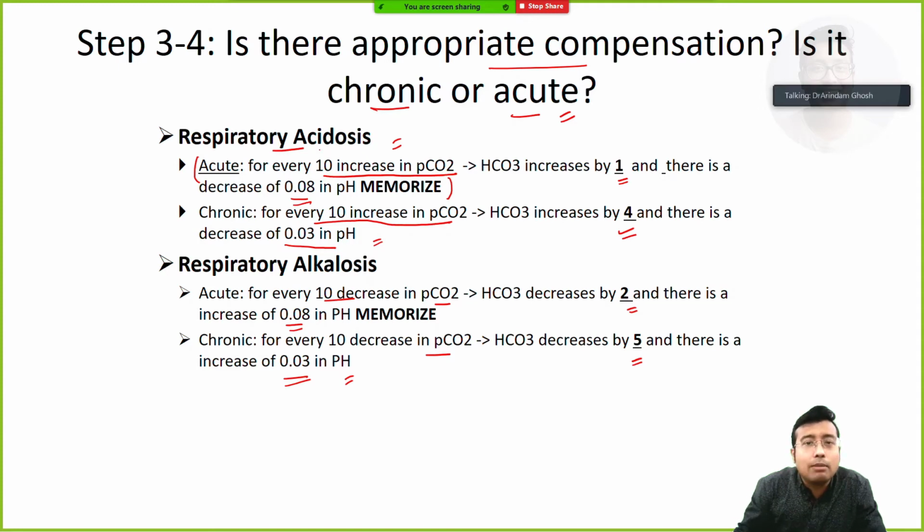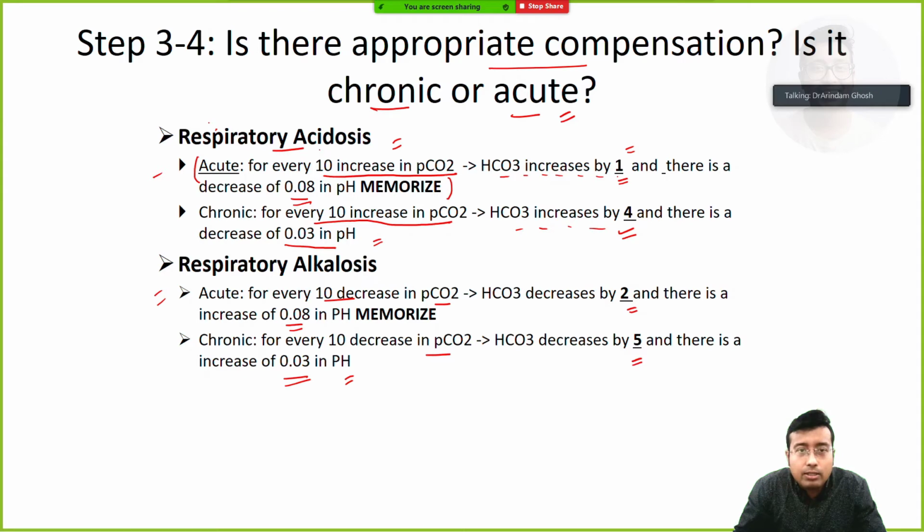Even if you don't remember how much bicarbonate is increasing or decreasing, because it is actually 1, 4, 2, 5, you need to remember the disease sequence. Okay, if you remember 1425, first we discussed respiratory acidosis, after that alkalosis, and acute comes first, chronic after that. So 1 means respiratory acidosis acute, 4 is respiratory acidosis chronic, likewise. But there is an easy way to remember.